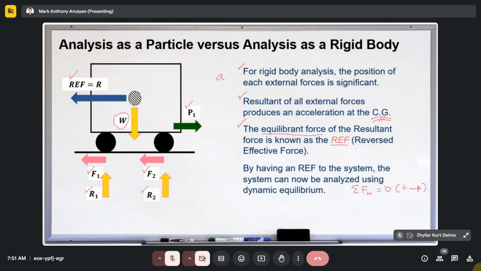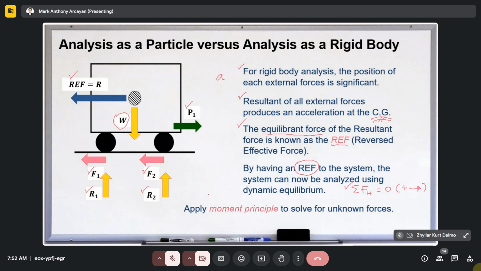So you don't need to put mass times acceleration here once you have already indicated the REF. So make sure to note that one. Okay? So dynamic equilibrium condition is the same as static equilibrium condition in terms of the equation, equal to zero. Again, this is valid if you have already indicated the reverse effective force.